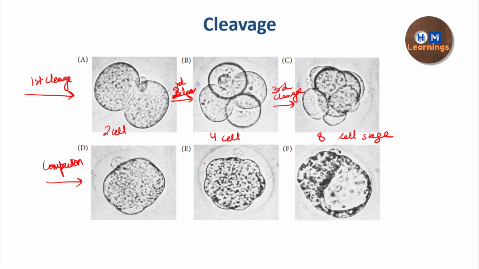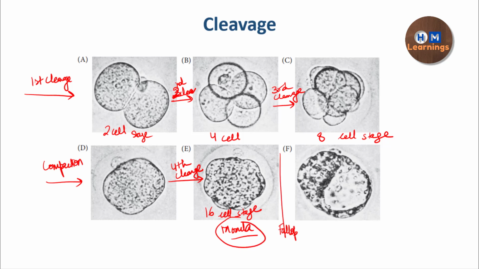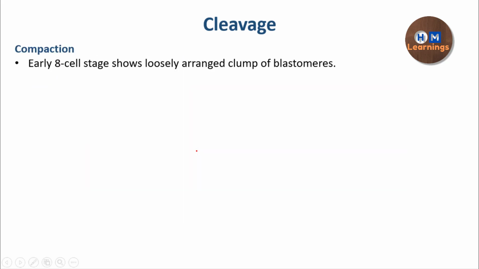And then after compaction, it will undergo the fourth cleavage, which ultimately leads to a 16-cell stage called the morula. So with every cleavage there is an increase in the number of cells by 2. First cleavage 2-cell stage, second cleavage 4-cell stage, third cleavage 8-cell stage, and then fourth cleavage a 16-cell stage called a morula. So this happens in the fallopian tube. Now we will see the process called compaction, which is happening between the third and the fourth cleavage. So what is compaction?